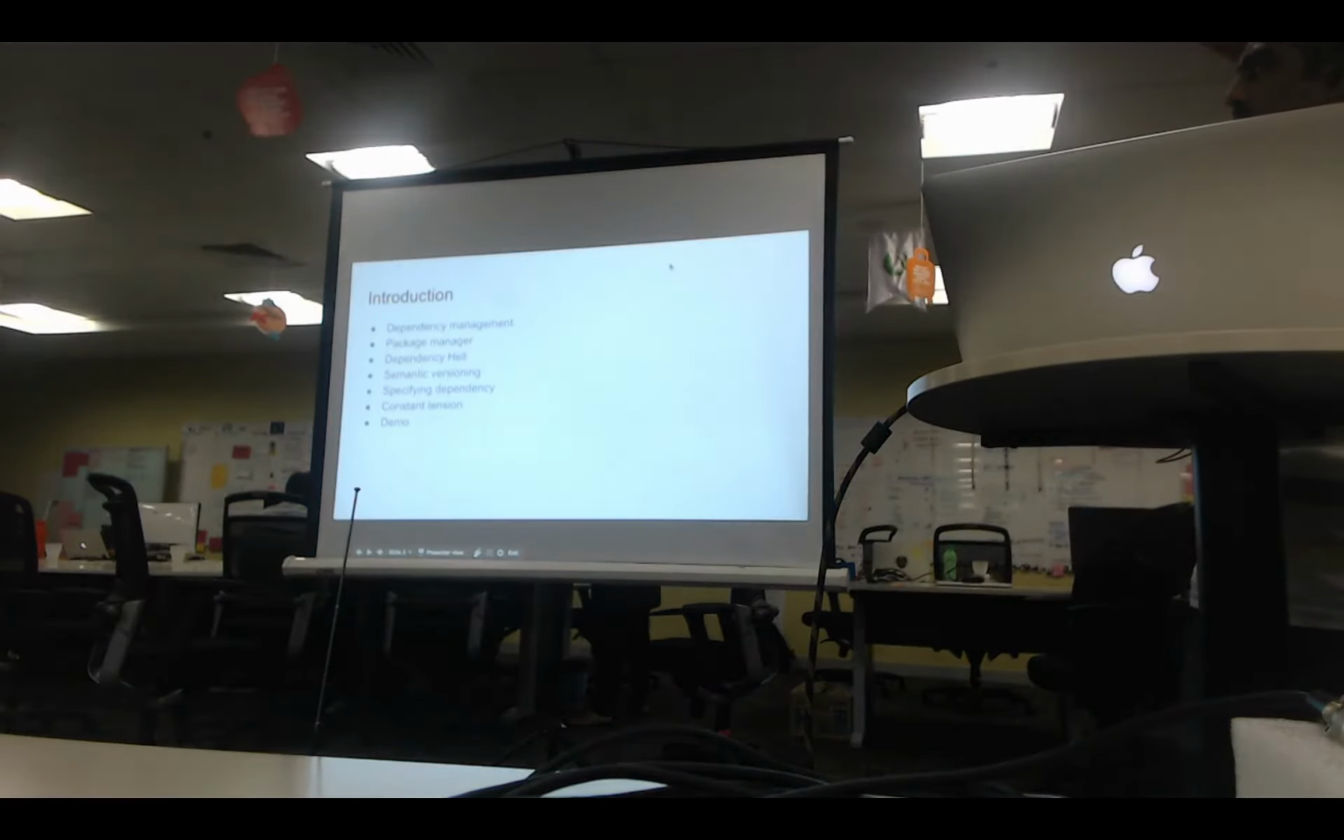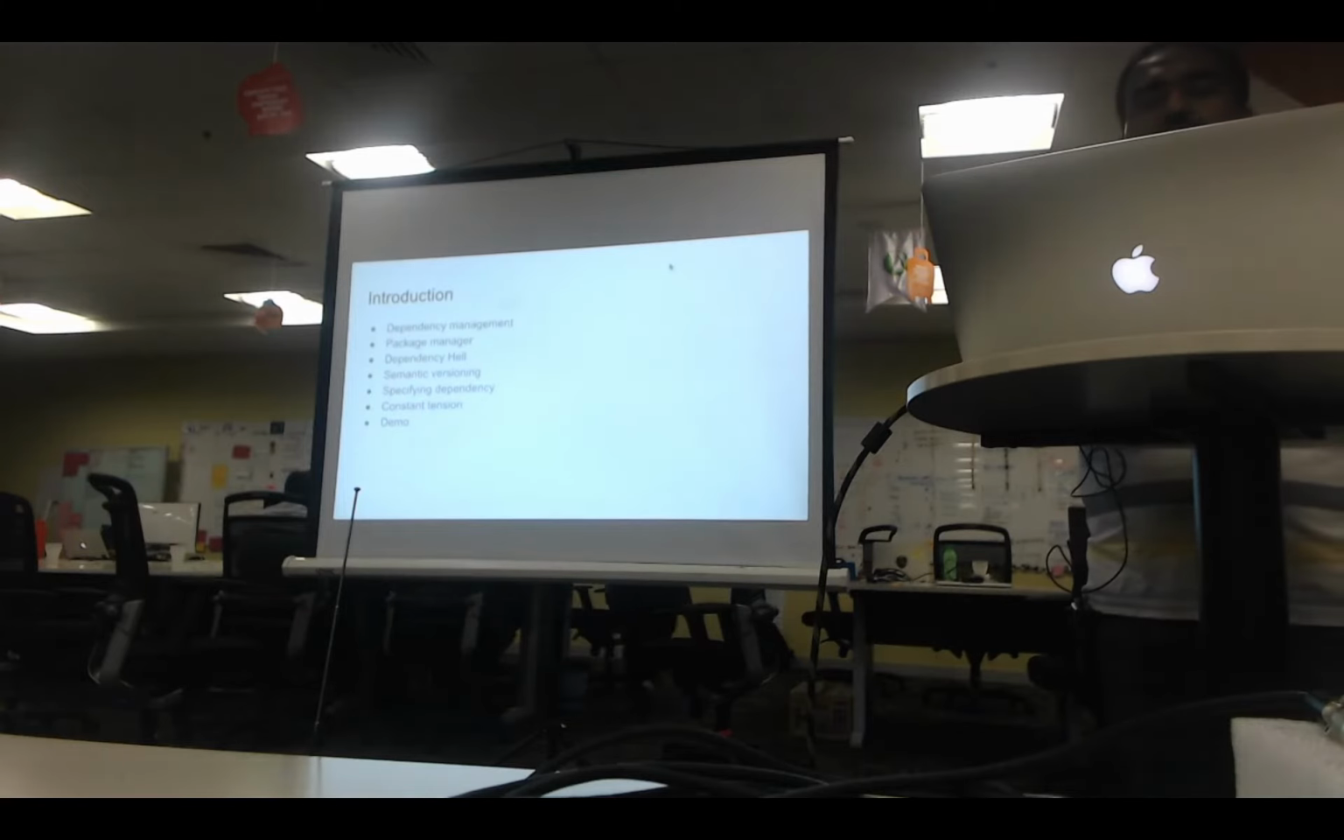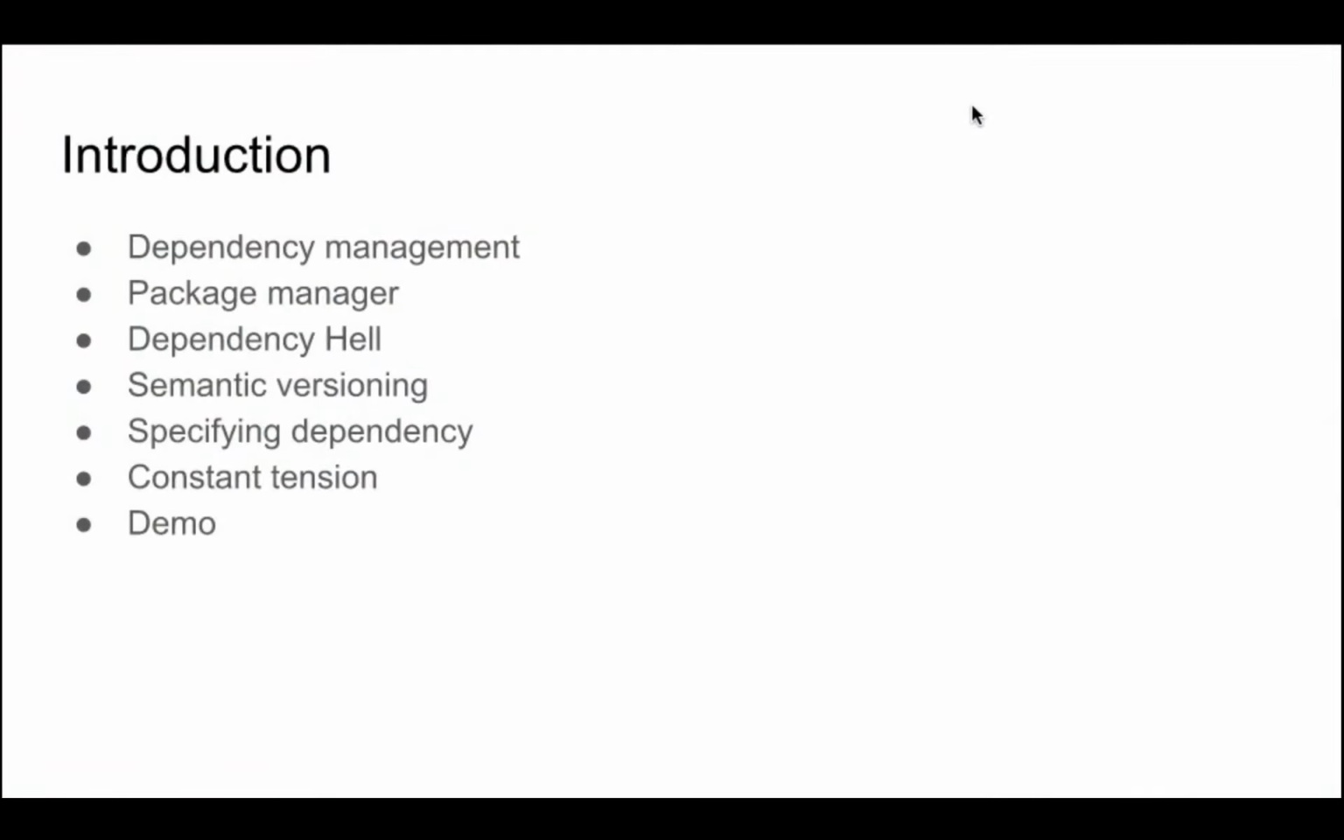I'll talk about why dependency management is so important these days and in the last 10 years or so. And then I'll talk about package managers, which handle dependency management, and dependency hell, which is a mathematical concept, and how to avoid that. Semantic versioning is one of the solutions if you follow it, but it's not necessary. It's more of the community discipline that can solve this problem.